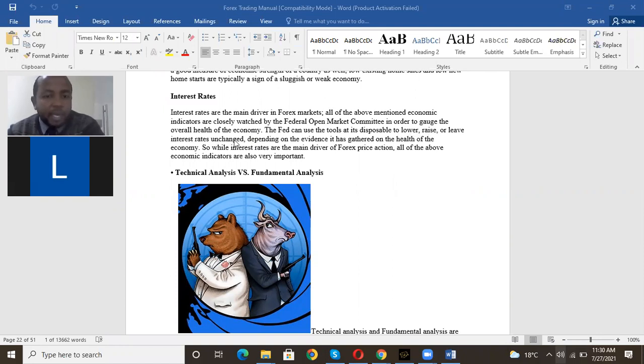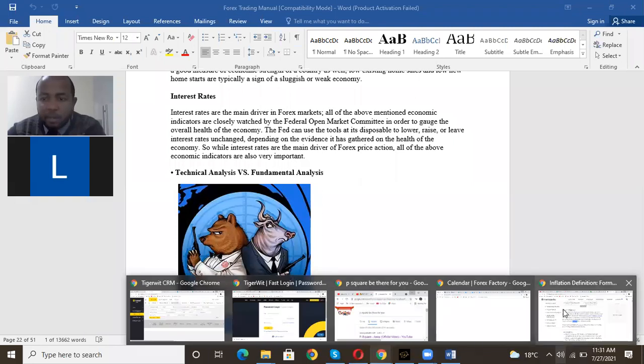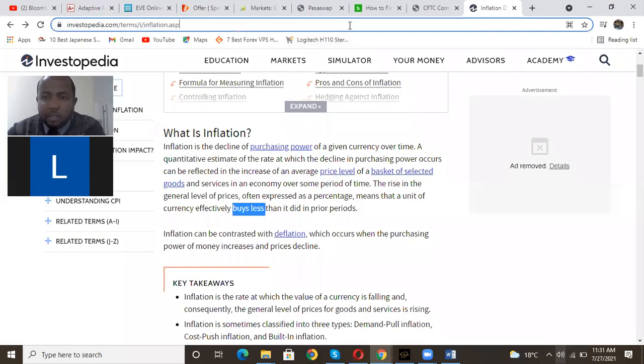So you'll hear comments like hawkish or dovish. If you're hawkish, you're looking at a hawk; a hawk mostly looks to go above. Dovish, we're looking at a dove; a dove mostly comes down. So dovish means we are looking at cutting the interest rates, and hawkish means the interest rates are being raised. Sometimes the interest rates remain unchanged, depending on the evidence gathered on the health of the economy. While interest rates are the main driver of forex price action, all the above indicators are also very important. So on the interest rates, guys, let's have a look at what we are looking at this week.